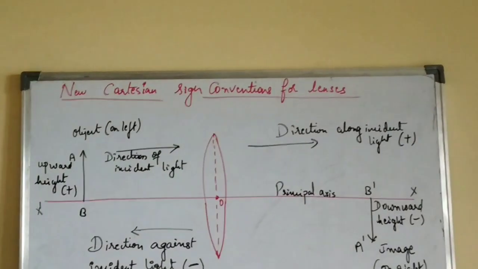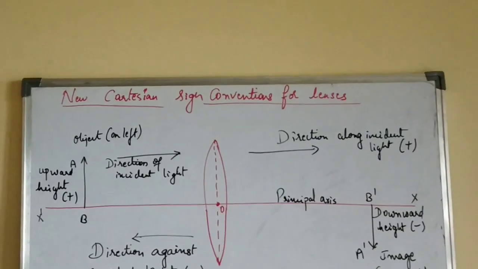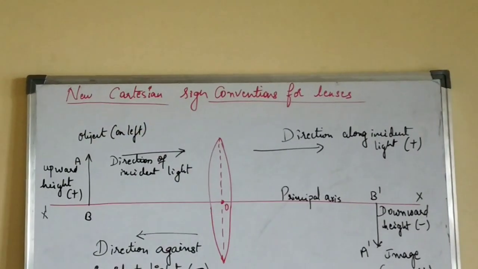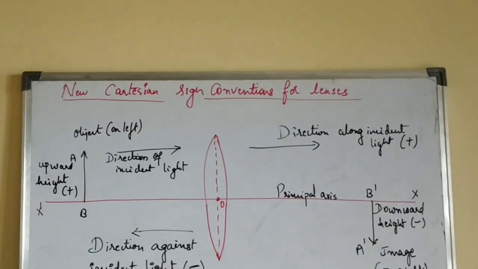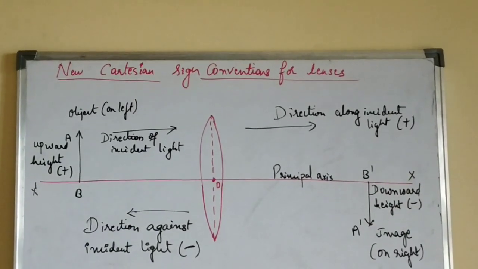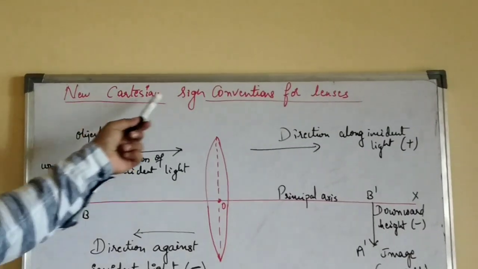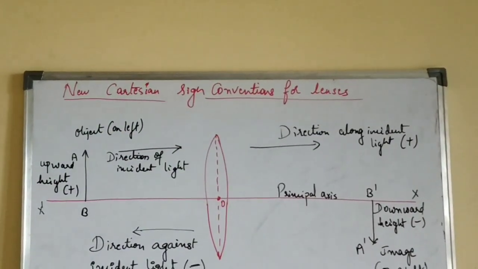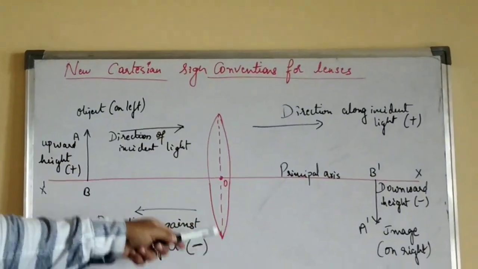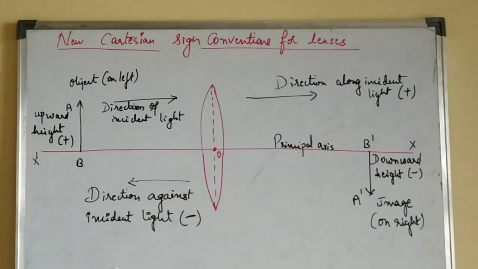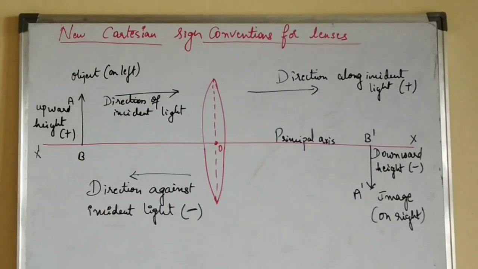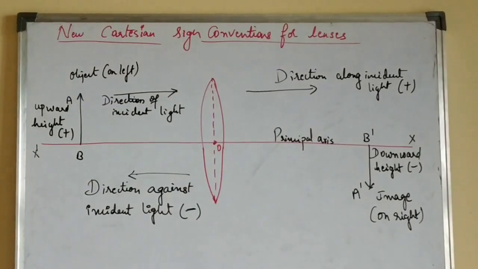Now, students, moving on to the next concept in the lenses, for both concave and convex lens, we have to follow certain sign conventions. Just how we studied for mirrors and applied in various problems, here also we have problems on lenses. So that's why we have the new Cartesian sign conventions, which are very helpful for lenses. Here for my convenience I have taken a convex lens, but these sign conventions hold good for a concave lens also.